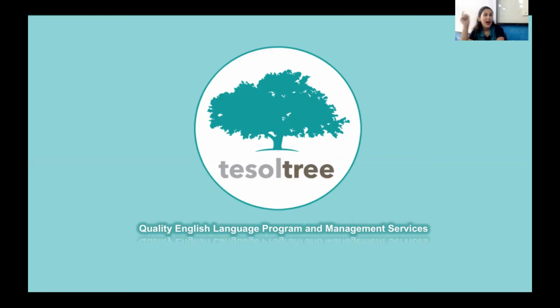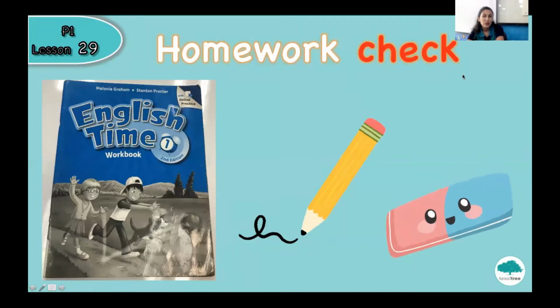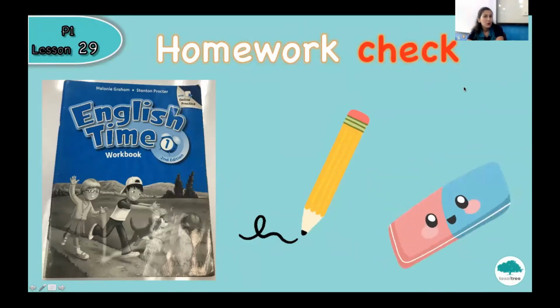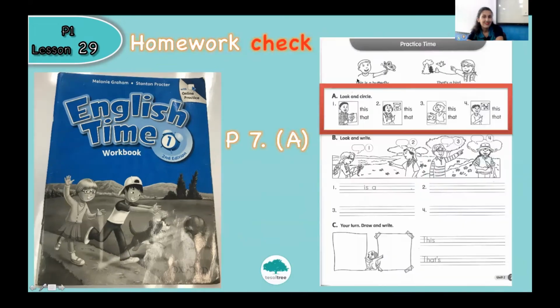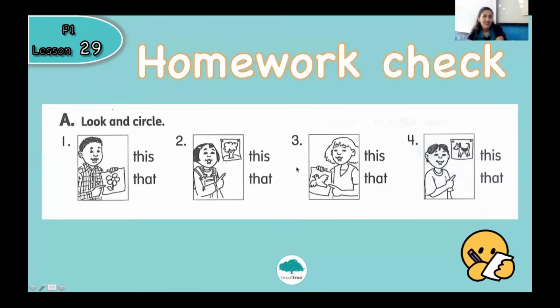Today's lesson is going to be very interesting. But first, I would like to check your homework. Please don't forget to prepare your pencil and eraser and your workbook. Open page 7, part A. Ready? Okay. Let's start with our first picture.